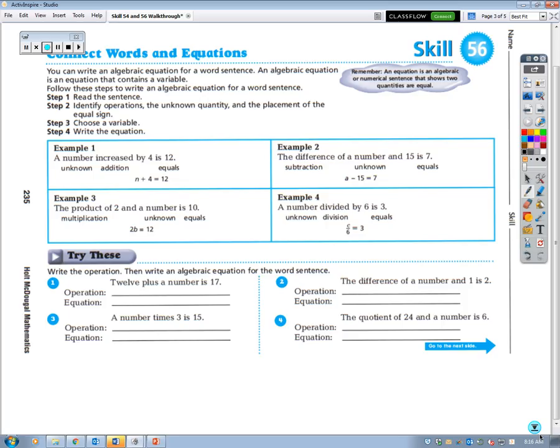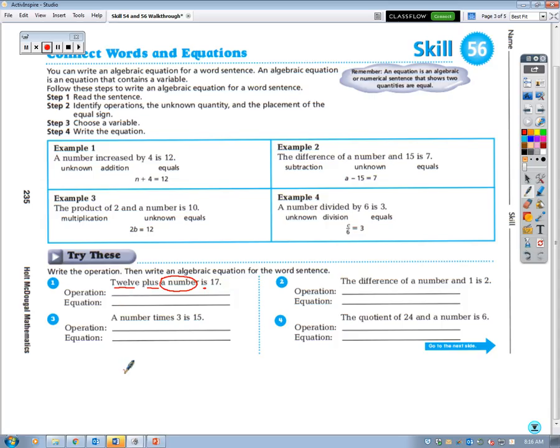So 12 plus a number is 17. We are putting variables into algebraic equations. So what's the number that we're working with here? 12. What's our operation? Adding. 12 plus a number, this is our unknown, is 17. So how do you guys think that you would write that? So our operation first is what? Addition, right?